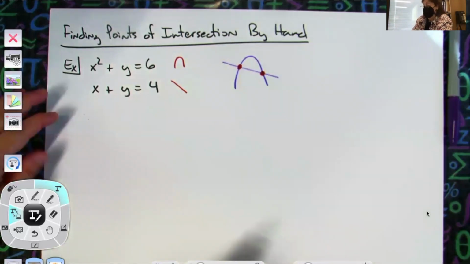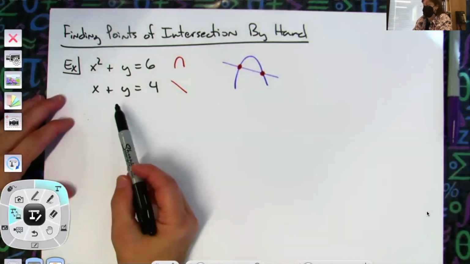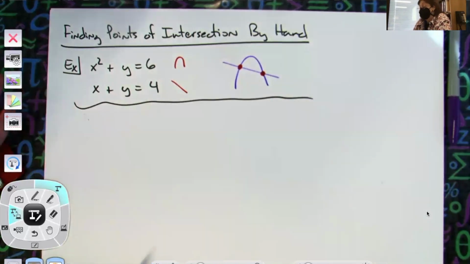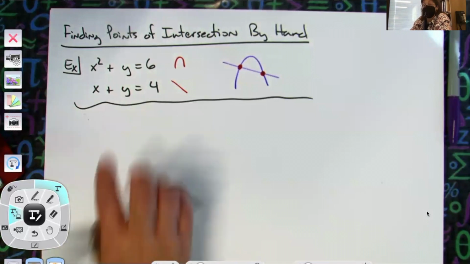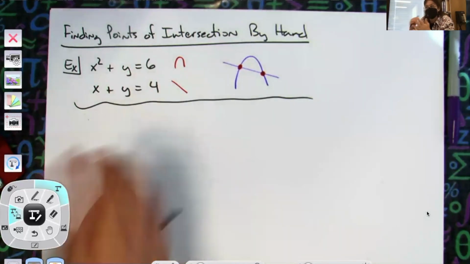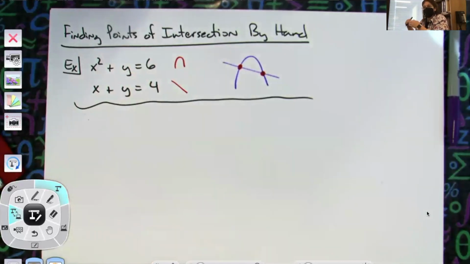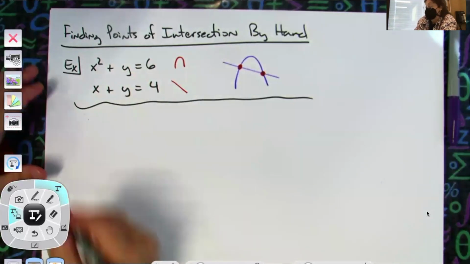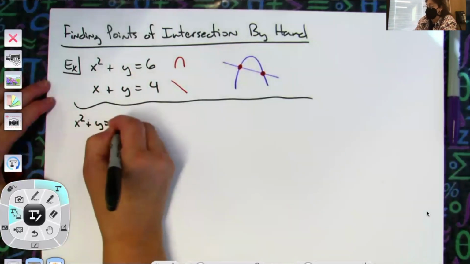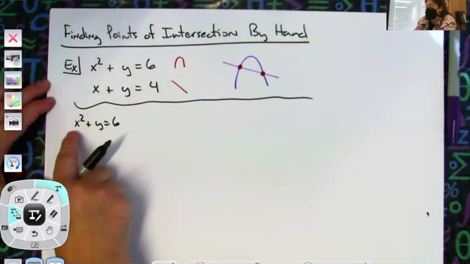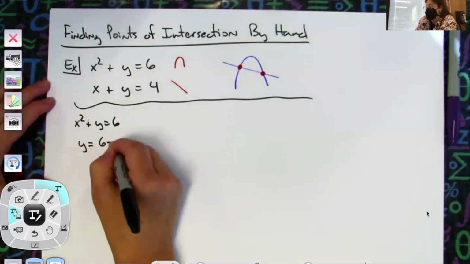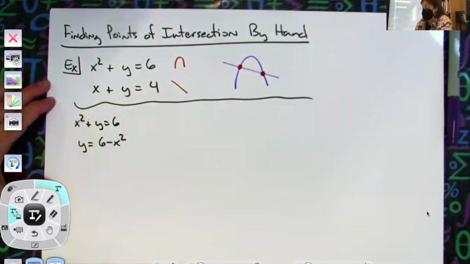Now, since these equations are in the form that they are in, it's probably going to be easiest to solve the top one for y and the bottom one for y, so they're both equal to y, and then I can set the two equal to each other. So let's take that top equation, x squared plus y equals 6. If I solve that for y, I'm going to subtract x squared, so y equals 6 minus x squared, and it really doesn't matter the format that you put that in.